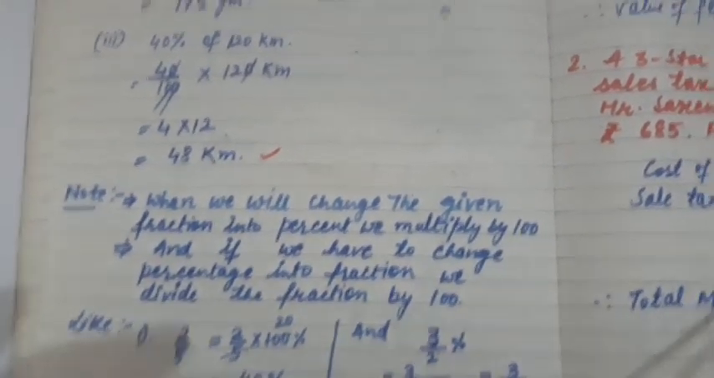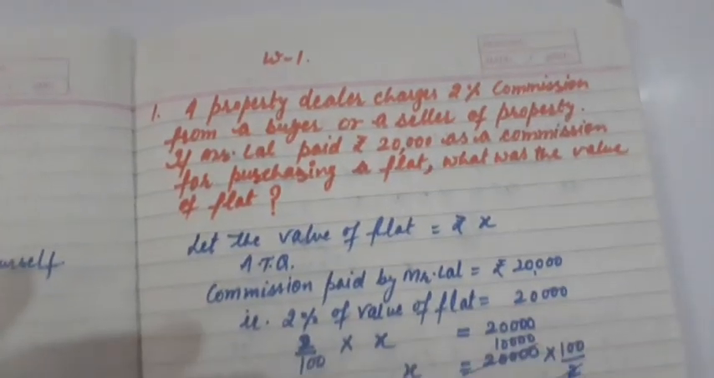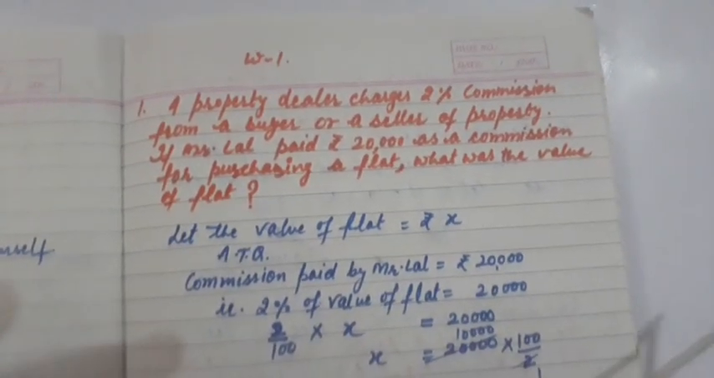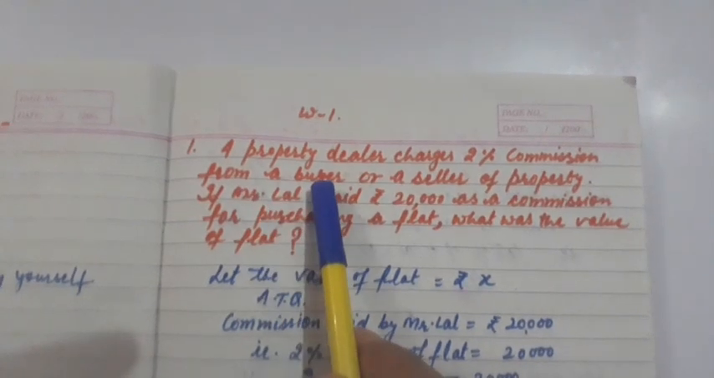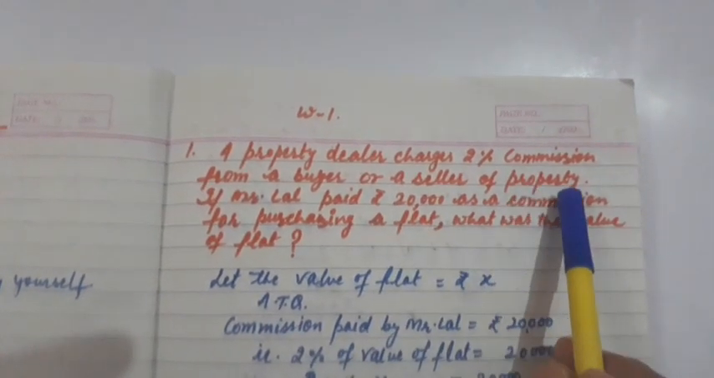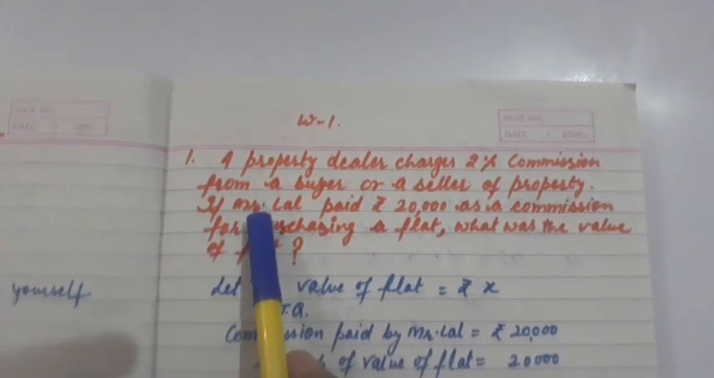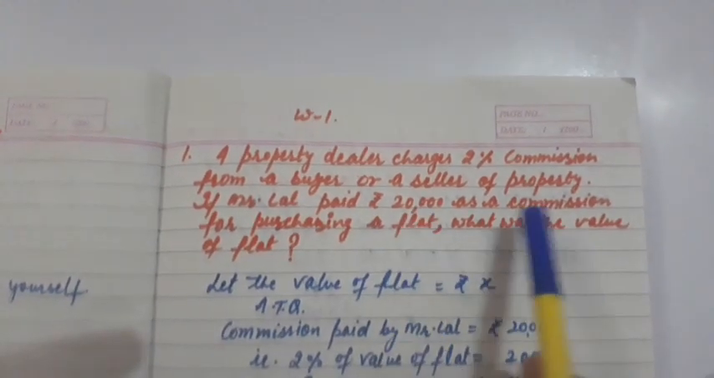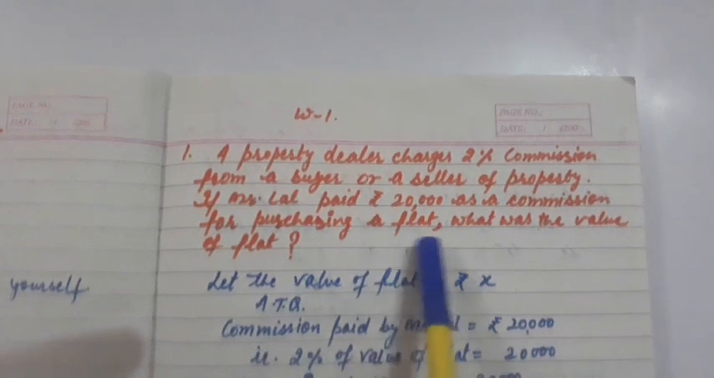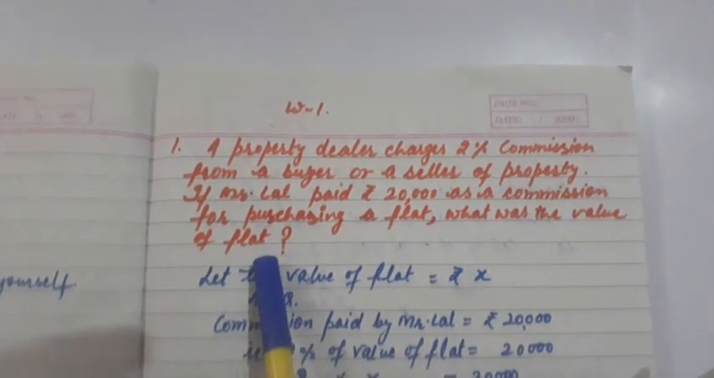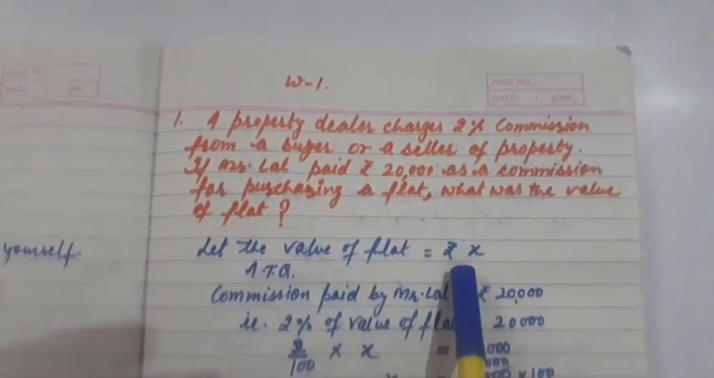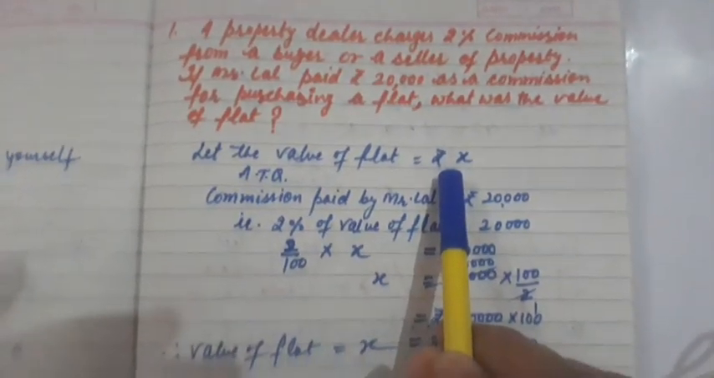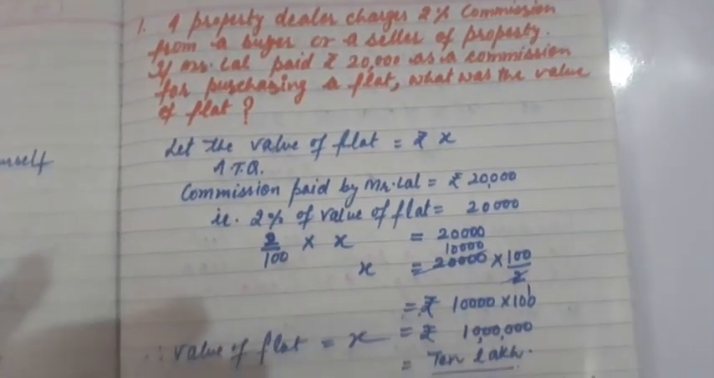Now there are some questions of worksheet 1. Worksheet 1 is there. First question is there. In this question it is given that a property dealer charges 2% commission from a buyer or a seller of property. If Mr. Lal paid rupees 20,000 as commission for purchasing a flat, find the value of the flat. In this question the value of flat is not given. Let the value of flat be rupees x, meaning the total cost of that flat.